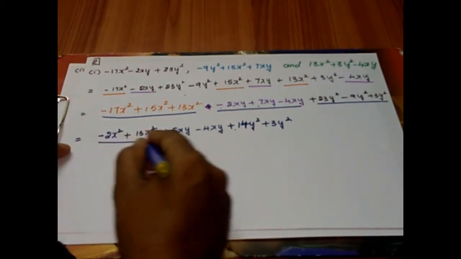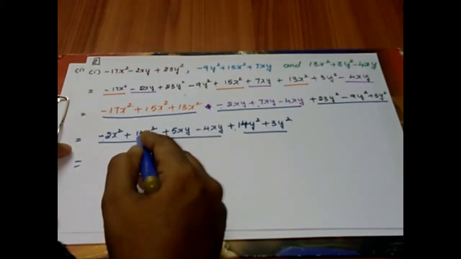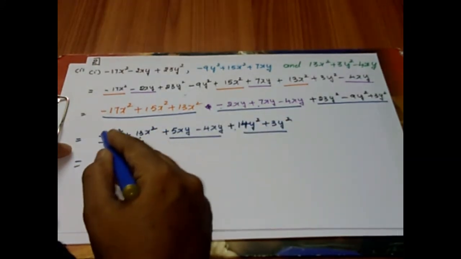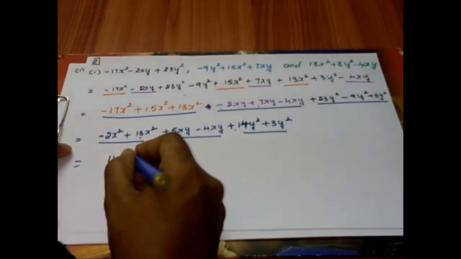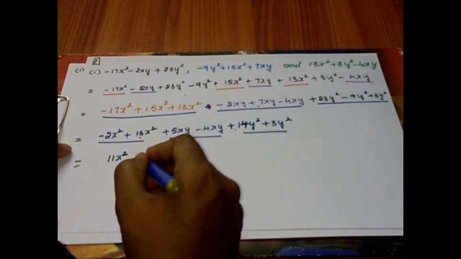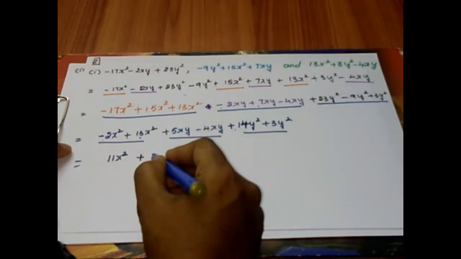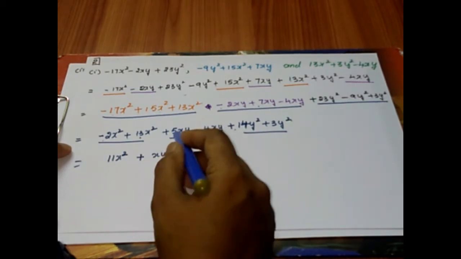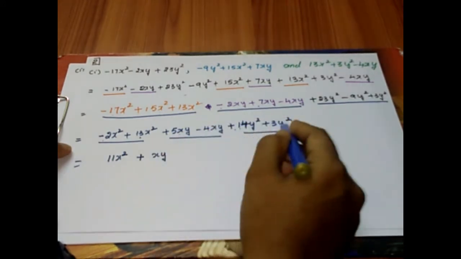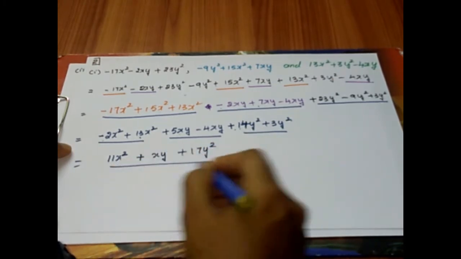Next. First 2, next 2, next 2. Again 1 minus, 1 plus. 13 minus 2 is 11x square. The greater number has the plus sign, so plus 11x square. In the second case, 5xy minus 4xy is plus xy because the greater number is plus. Here I am adding both. 14 plus 3 is 17y square.